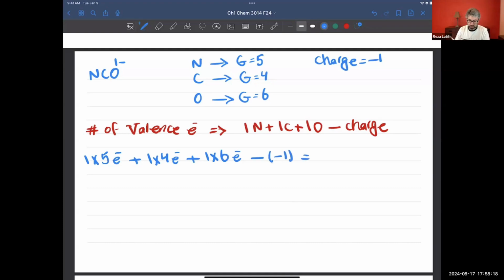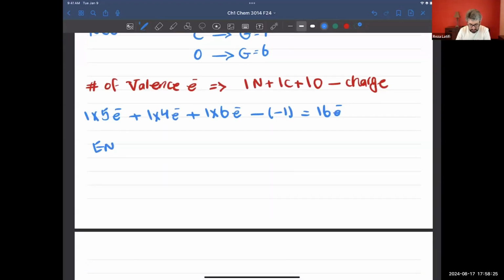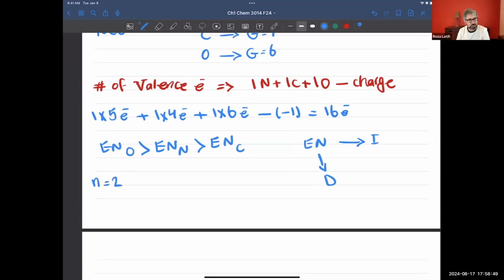That gives us 10 plus 6, which will be 16 electrons. Regarding electronegativity, oxygen has the highest, then nitrogen, and carbon will be the least. Remember, electronegativity increases to the right side of the periodic table and decreases down any group. Because all these elements belong to the second period, the one on the right side of the periodic table will have the highest electronegativity. So oxygen has the highest, and the one with the lowest will be the central atom. So carbon will be the central atom.